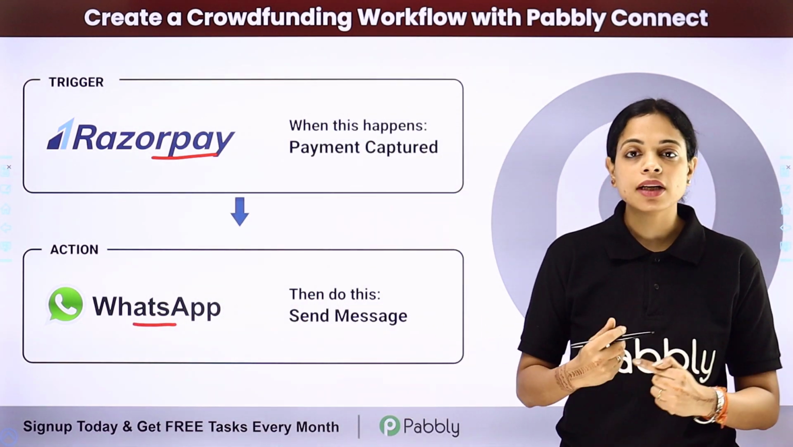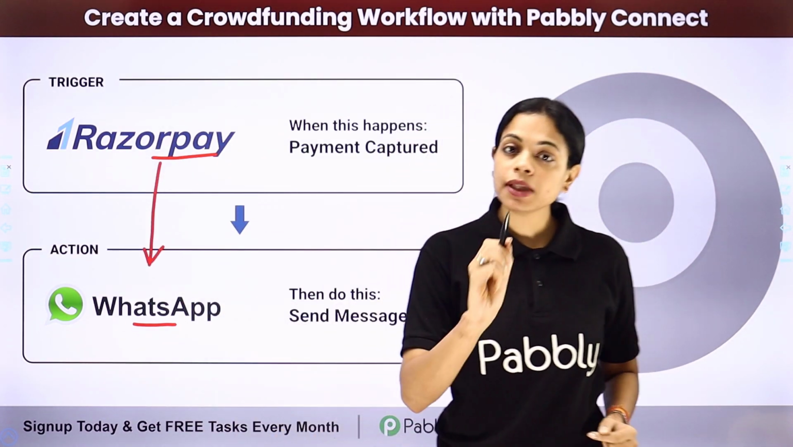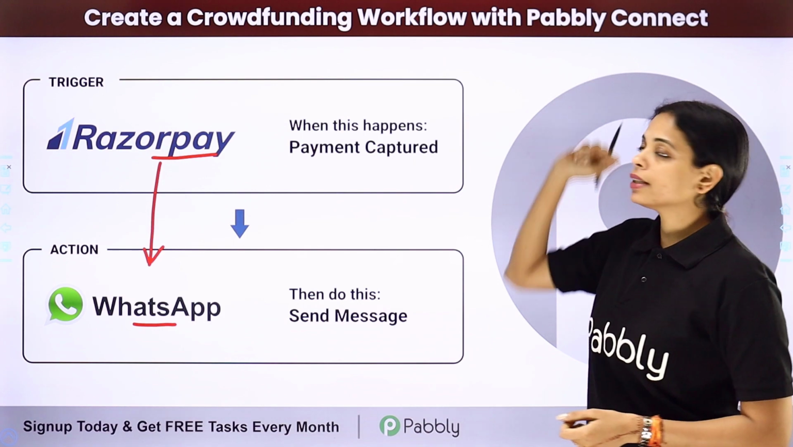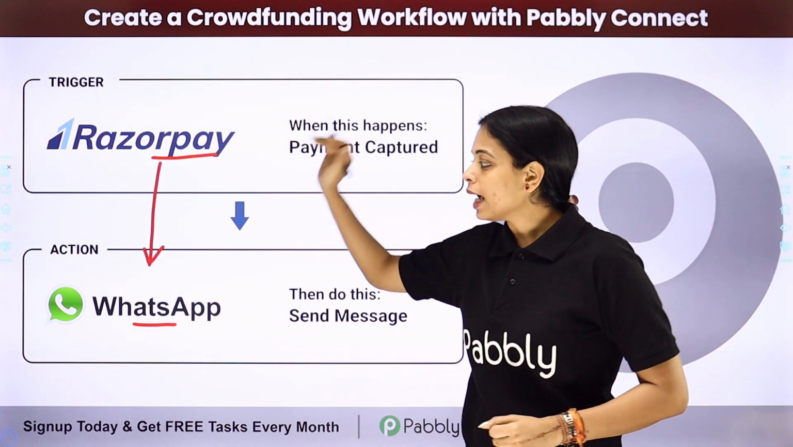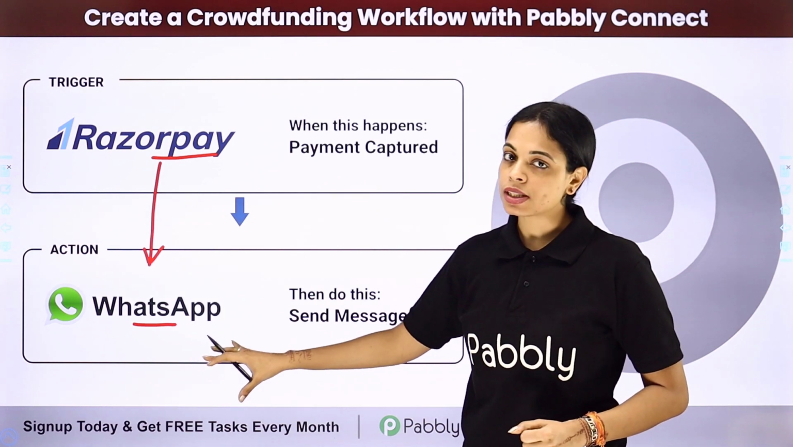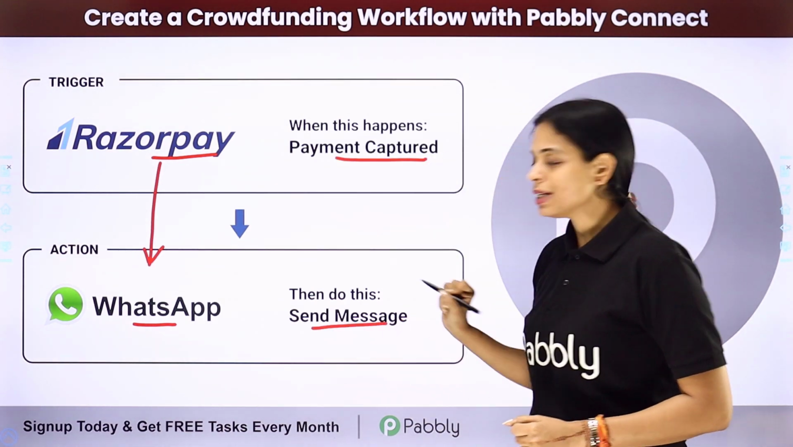Now, how can that be done? Here you will have to integrate the two applications, and the same thing can be done using Pabbly Connect software. Here your trigger application would be Razorpay and your action application would be WhatsApp. So every time a payment has been captured, automatically a message would be sent.